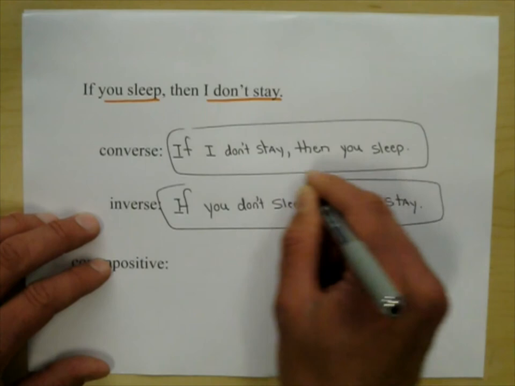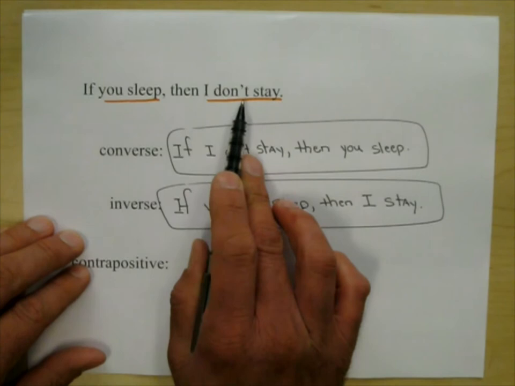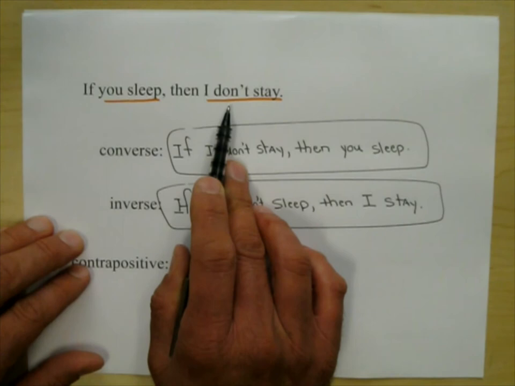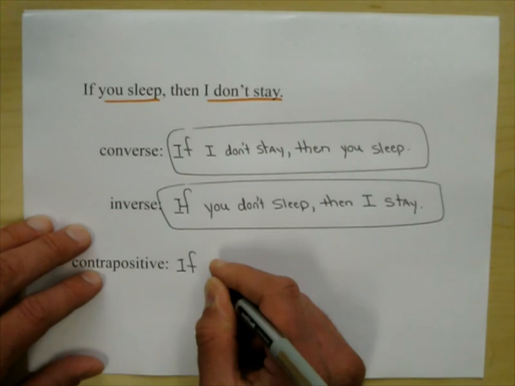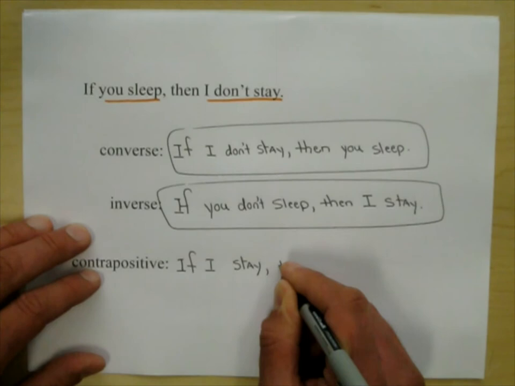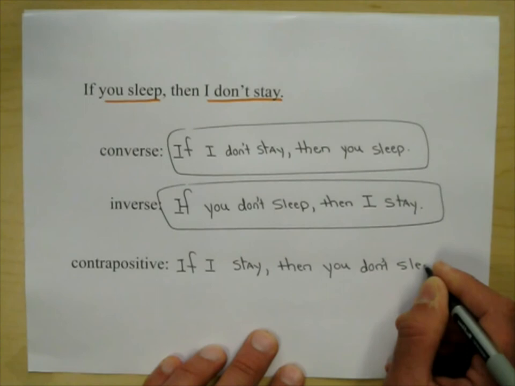And the last one, contrapositive. The contrapositive is gotten by swapping them, swapping the hypothesis with the conclusion, and negating. So the contrapositive is actually, if I stay, then you don't sleep.